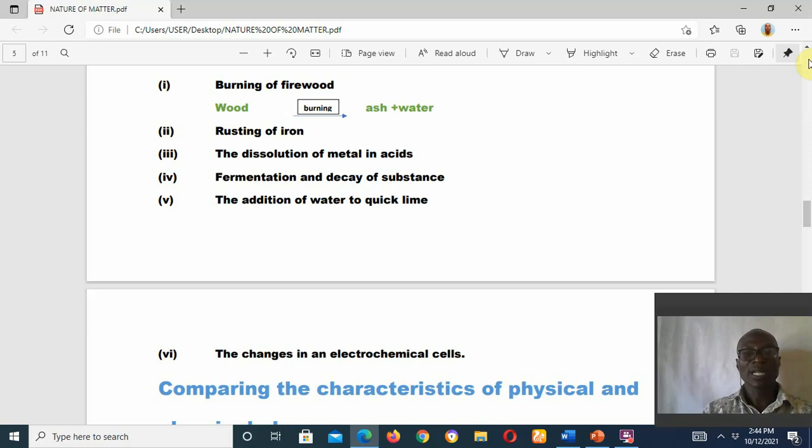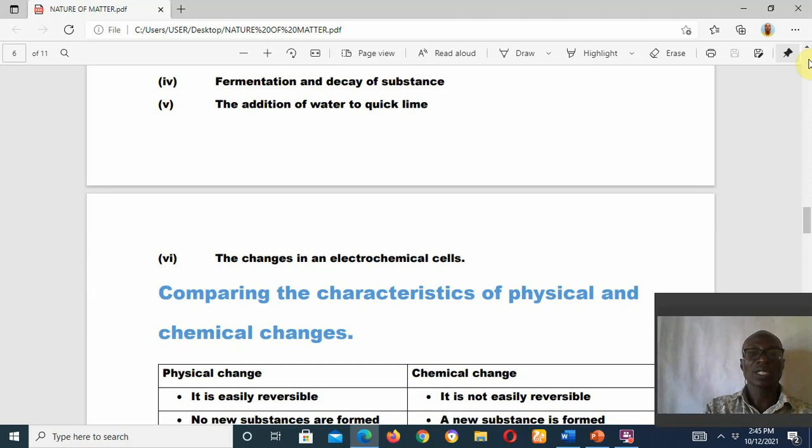Fermentation and decay of substance too is a chemical change. Then Roman numeral five, the addition of water to quicklime is a chemical change because we cannot get it back after the product is formed. So it's an example of a chemical change.